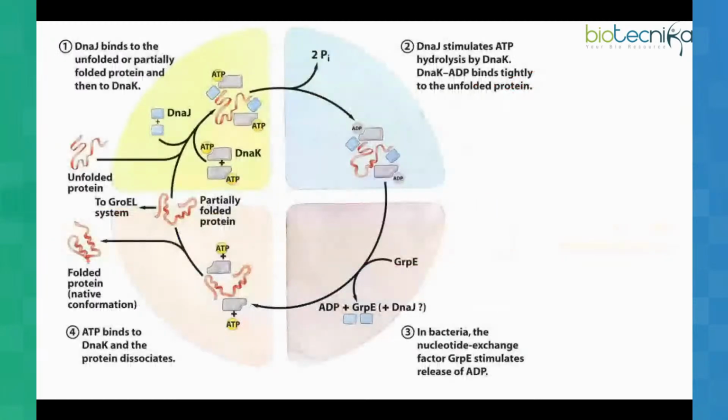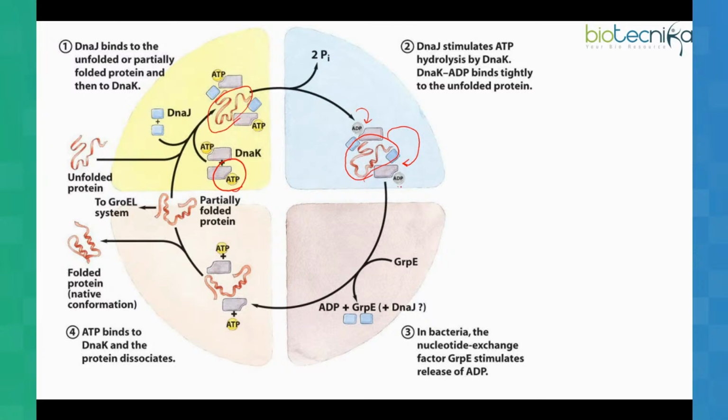DNA-K is what has binding sites for ATP. When ATP is bound, the DNA-K doesn't bind to the protein that well. Only when ATP is hydrolyzed to ADP is the DNA-K able to bind to the unfolded protein in a proper way, which induces a conformational change and might encourage the protein to fold in a proper manner.